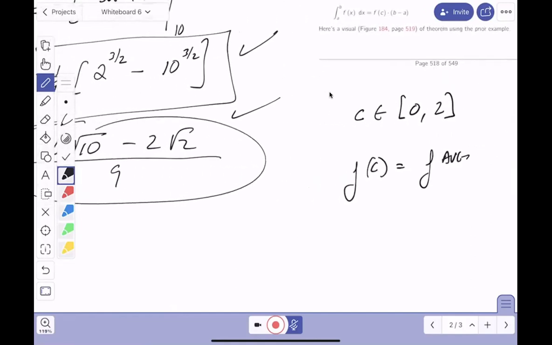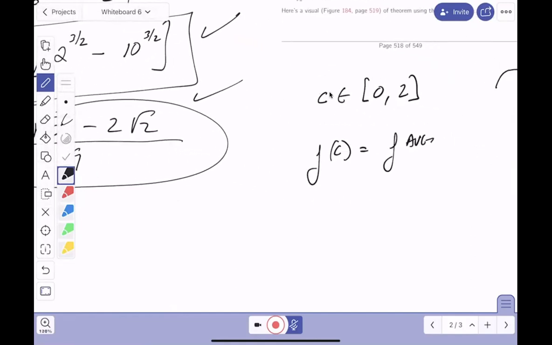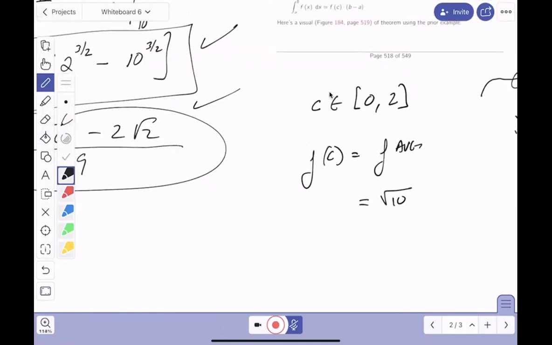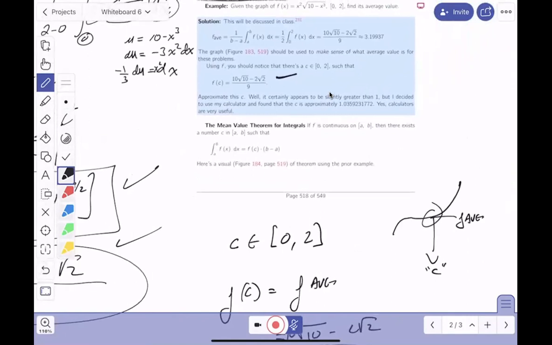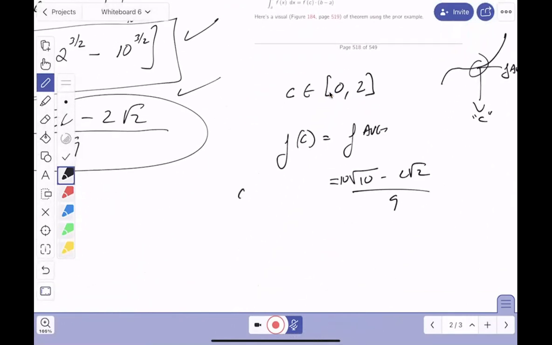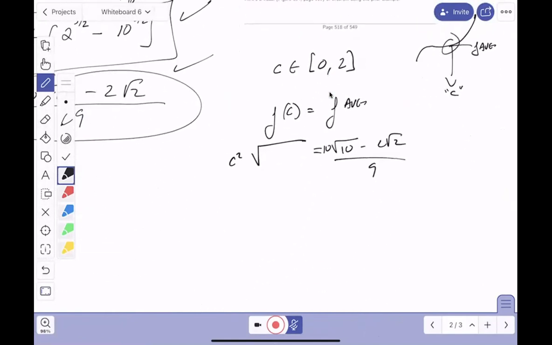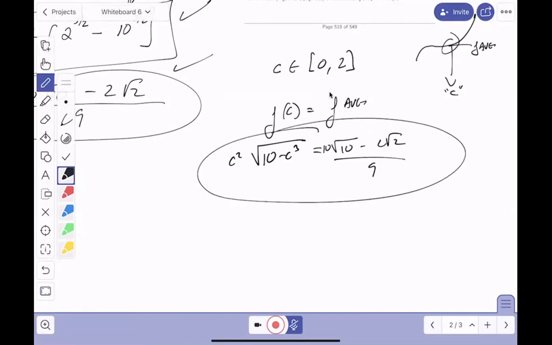So what's f average? I'll write this down for you. It's 10 root 10 minus 2 root 2 over 9. And what's f of c? Well, f of c is actually square root of 10 minus c cubed. By the way, this is not easy to solve, but it can be solved. Solve for what? c.